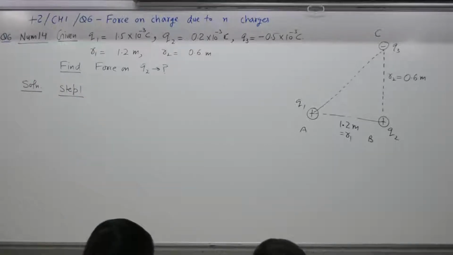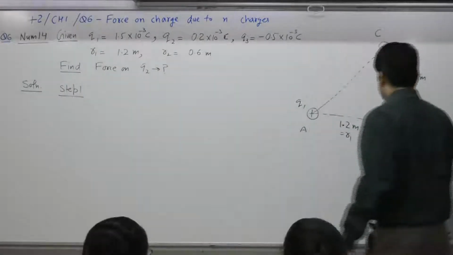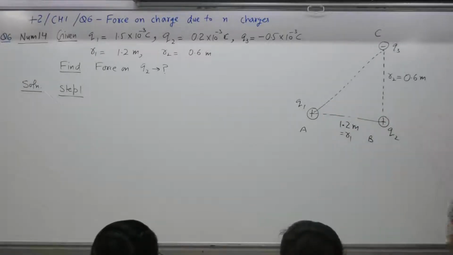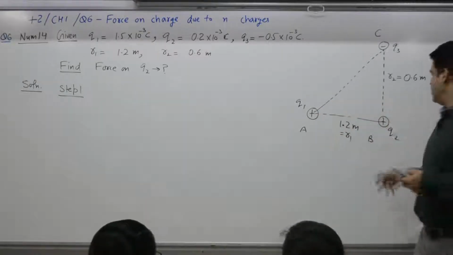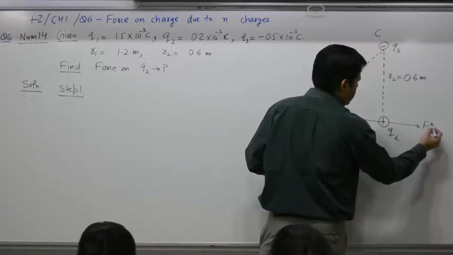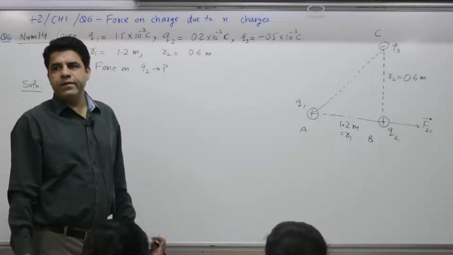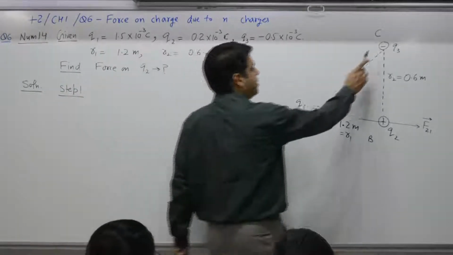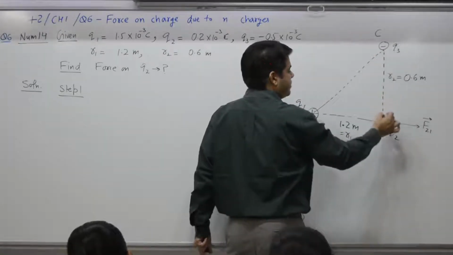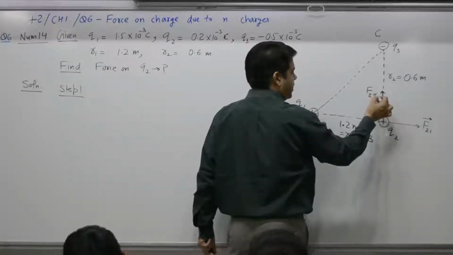Mark forces, step 1. Force on 2 due to 1: will this charge move towards 1 or away from 1? Positive will repel, that is why charge 2 will move away. This is the force on 2 due to 1. What about this one? This is a negative charge, it is positive. So this negative will attract a positive. That is why the force on 2 due to 3 is upwards.